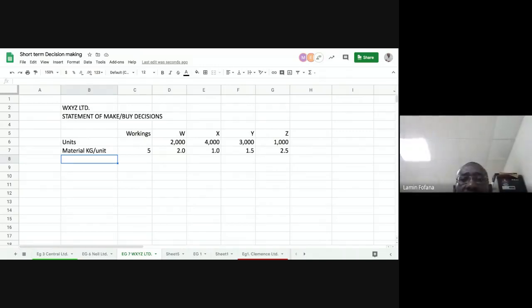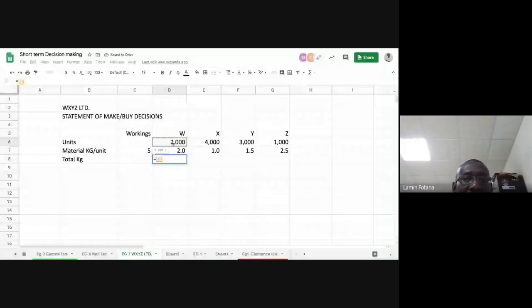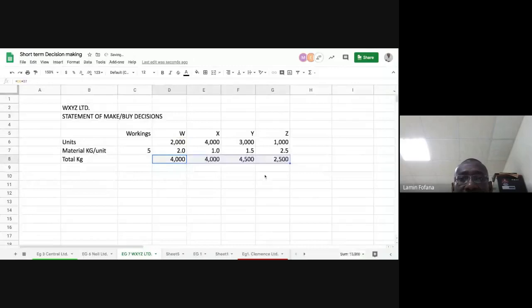Okay, so now let's calculate our total kilos. Total kg. So our total kilos will be the unit multiplied by the number of kilos per unit. And we just click OK. So we have 4,000, 4,000, 4,005, and 2,005.